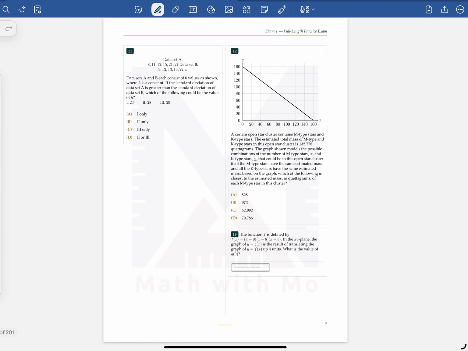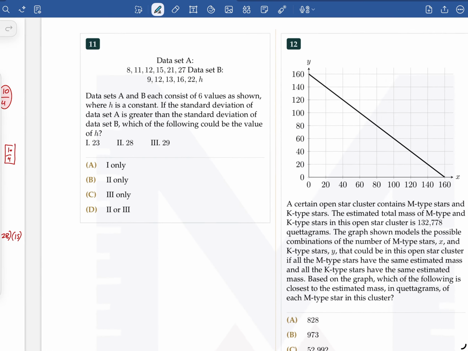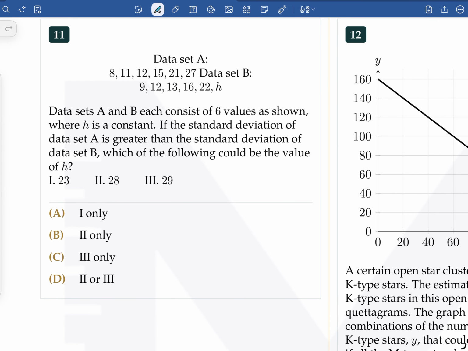And now we are moving to question 11. Question 11 says data set A and then data set B. As you can see, we have two data sets. Data sets A and B each consist of 6 values as shown, where H is a constant.